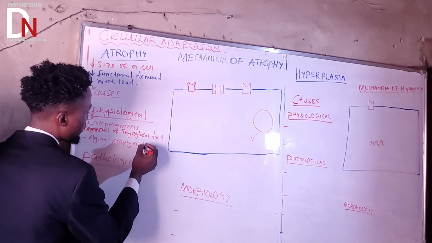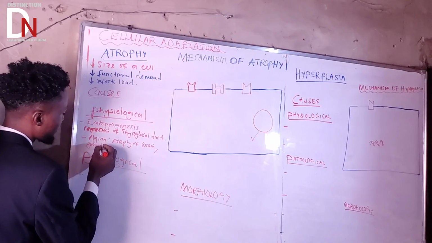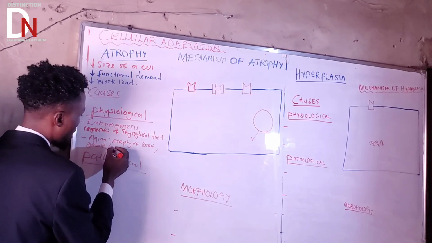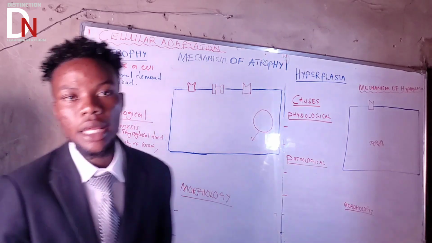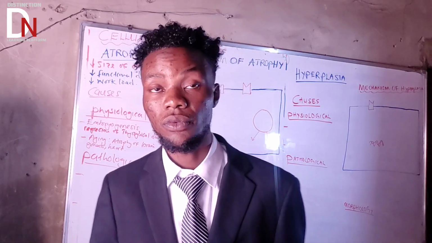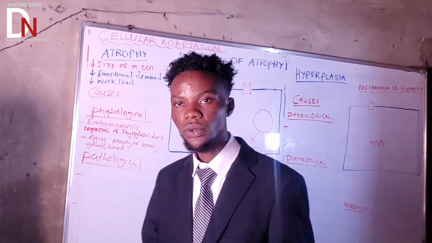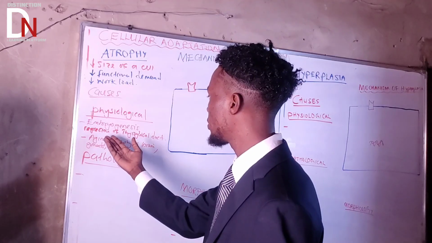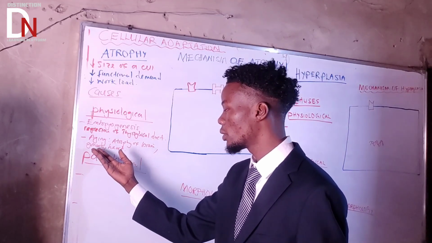Atrophy of the brain, atrophy of the gonads, and as well as atrophy of the heart. So this is basically the normal physiological cause of what? Atrophy. In infants or in embryo, during embryogenesis there will be regression of the thyroglossal duct. In adults there will be aging.